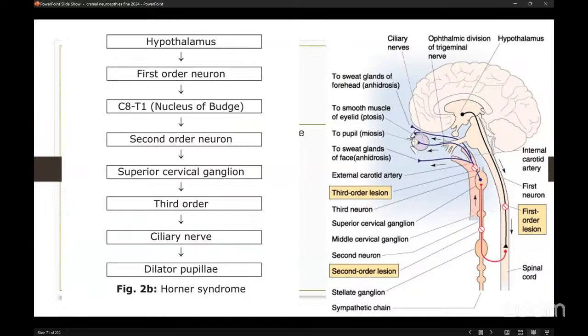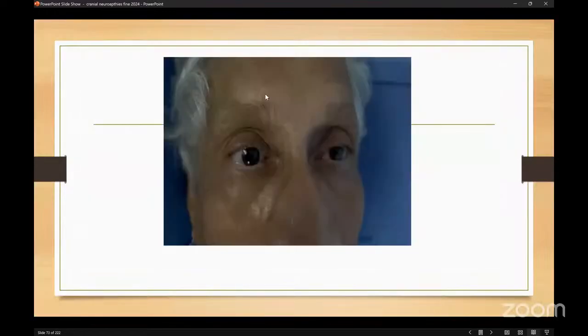Then we are talking about Horner. In Horner, the pupil remains small in size. So pupillary, first we'll discuss this.